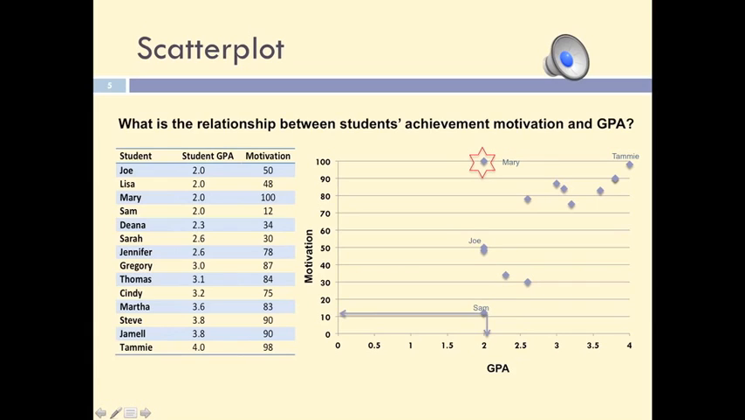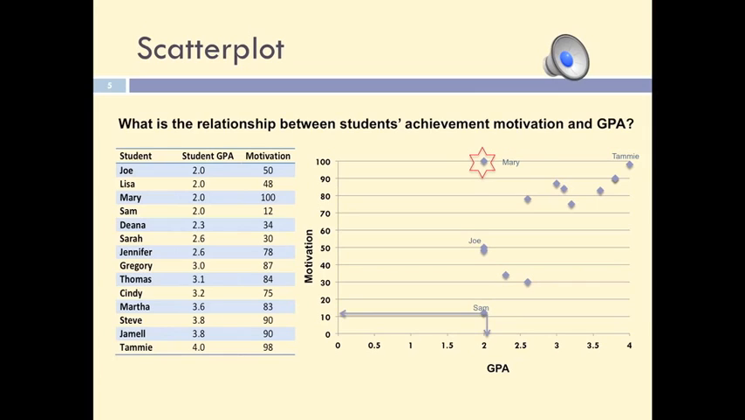Let's say that we would like to investigate the relationship between students' achievement motivation and their GPA. The table on the left includes a small group of individuals for whom we recorded the GPA and their score on a motivation scale. GPAs can range from 0 to 4, whereas motivation scores for this particular scale may range from 0 to 100. Individuals in this table were ordered based on their GPA, starting with the students with the lowest GPA, which is 2.0, and ending with the student with the highest GPA, which is 4.0.